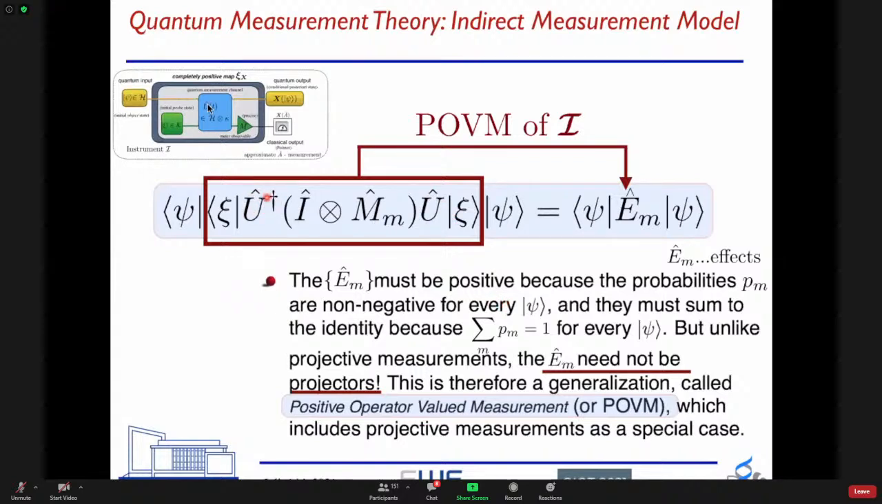So this unitary evolution describes the measuring process acting on the composite quantum system consisting of the measurement or probe system and the object system. And the effects themselves do not need to be projectors. In general, they are so-called POVMs, positive operator valued measures. And this is the most general form of a quantum measurement, which results from this procedure, meaning from the partial trace of the measurement system. Of course, projective measurements are a special case of the POVMs.